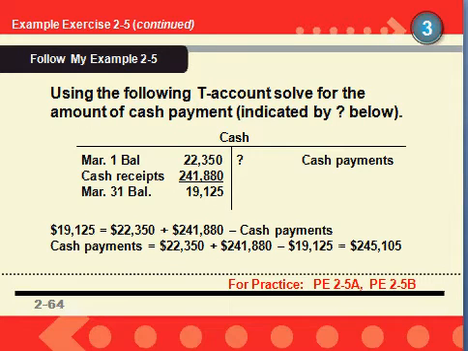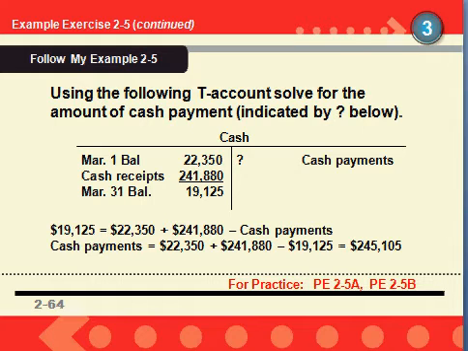So if we look on the next slide, we see that in our T account we had cash beginning balance $22,350. We had cash receipts $241,880, and those are our two debits. And we know that we had a credit that resulted in a cash balance of $19,125.